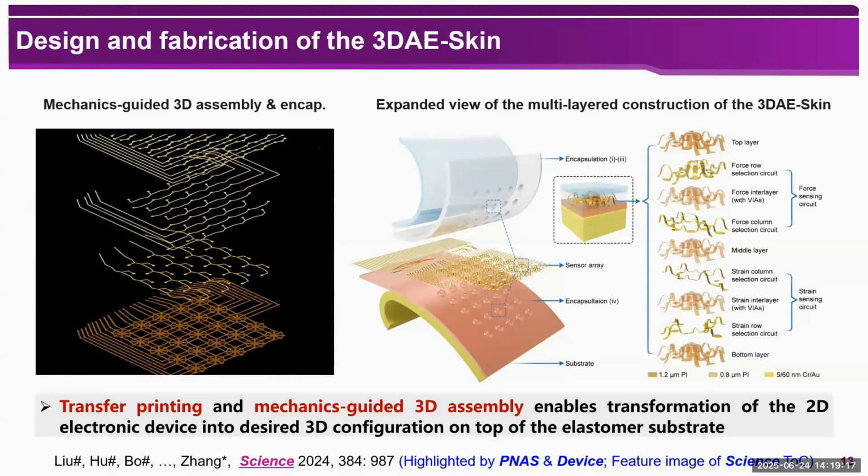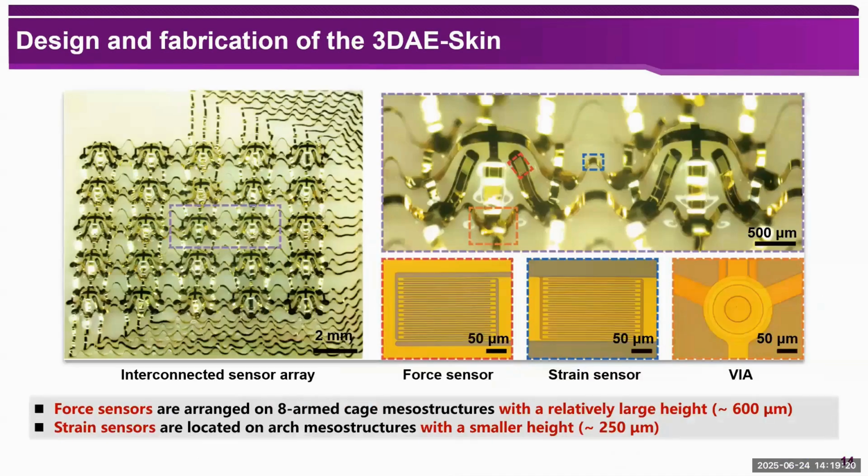Okay, let's look at the optical images of the fabricated 3D skin sample and the magnified views of 2 functional units, force sensor, strain sensor, and the via. So you can see this cage metal structure has 8 arms, and on top of each arm, we arranged a force sensor, and the height is around 600 micron. In comparison, the strain sensors are located on top of this arc metal structure with a low height of 250 micron. So this height difference can ensure the decoupled sensing of the force and the strain.